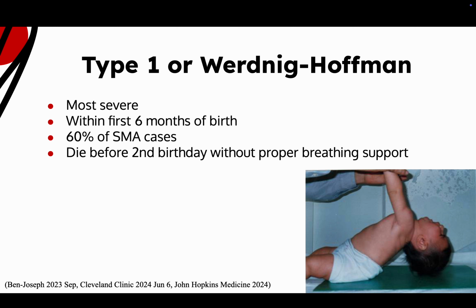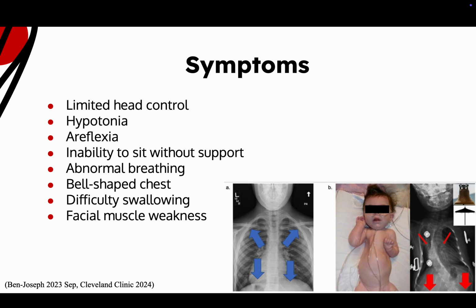Type 1 is the most severe. It is usually diagnosed within the first 6 months of birth. It makes up a majority of the SMA cases at 60%. These usually die before their 2nd birthday without the proper breathing support. Symptoms include limited head control, hypotonia, areflexia, which is the lack of reflexes, the inability to sit without support, abnormal breathing, the bell-shaped chest, which is shown in the picture below, difficulty swallowing, and facial muscle weakness.